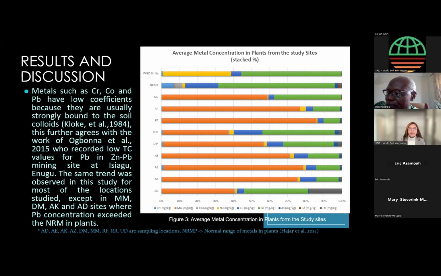So the same trend was observed in this study for most of the locations studied, except in 4 of the sites. In these 4 sites, lead concentration exceeded the normal range of metals in plants. These sites are actually sites that are related to lead zinc deposits. So it is not a surprise that they have plants that are able to take up these metals in larger quantities than others.